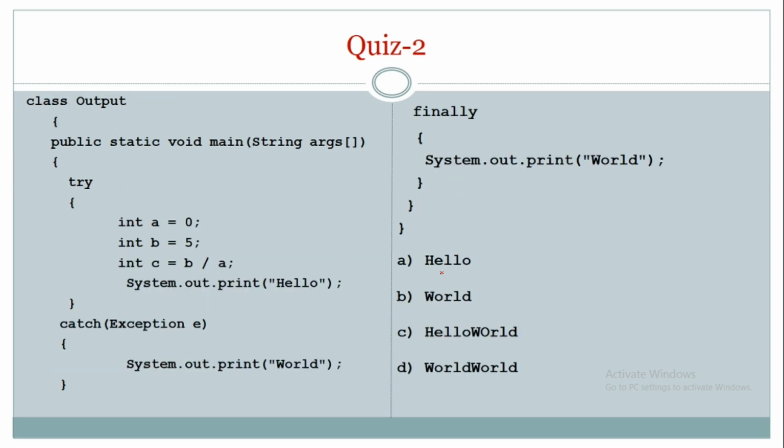Now let us solve one more program. We have class Output and a try catch block. In the same way, a is equal to 0 and b is equal to 5, and here it's an arithmetic exception. It is thrown and caught in the catch statement, which prints world. The next statement will not be printed because the exception was thrown in the previous statement. As you already know, any block of code within the finally block will be executed whether or not the exception is handled, so again it will print world. The output will be world.